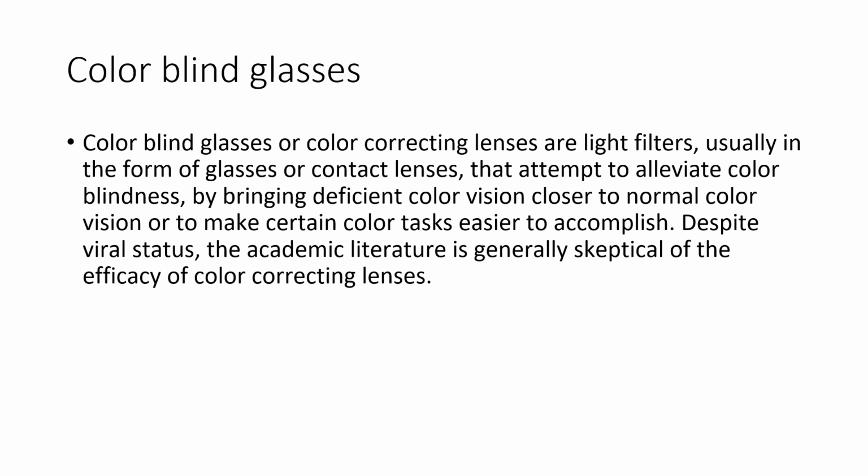Colorblind glasses. Colorblind glasses or color-correcting lenses are light filters, usually in the form of glasses or contact lenses, that attempt to alleviate color blindness by bringing deficient color vision closer to normal color vision or to make certain color tasks easier to accomplish. Despite viral status, the academic literature is generally skeptical of the efficacy of color-correcting lenses.